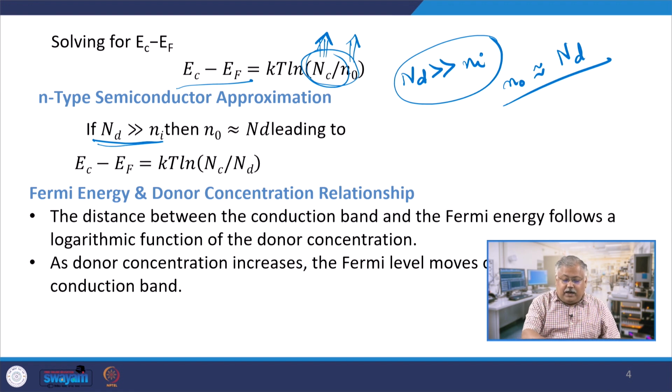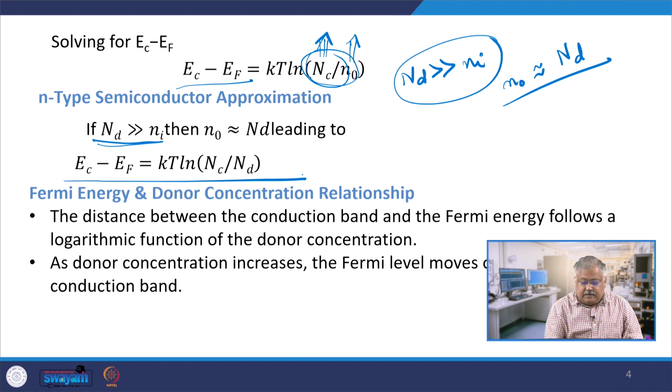And therefore, you replace N naught by Nd, so you get Nc by Nd. So, Ec minus Ef equals kT ln of Nc by Nd, right? Nd is the number of donor species, and Nc is the density of states concentration in the conduction band. As simple as that, if Nd increases, this quantity goes down, and therefore Ec minus Ef goes down, primarily meaning Ef is becoming closer to Ec.